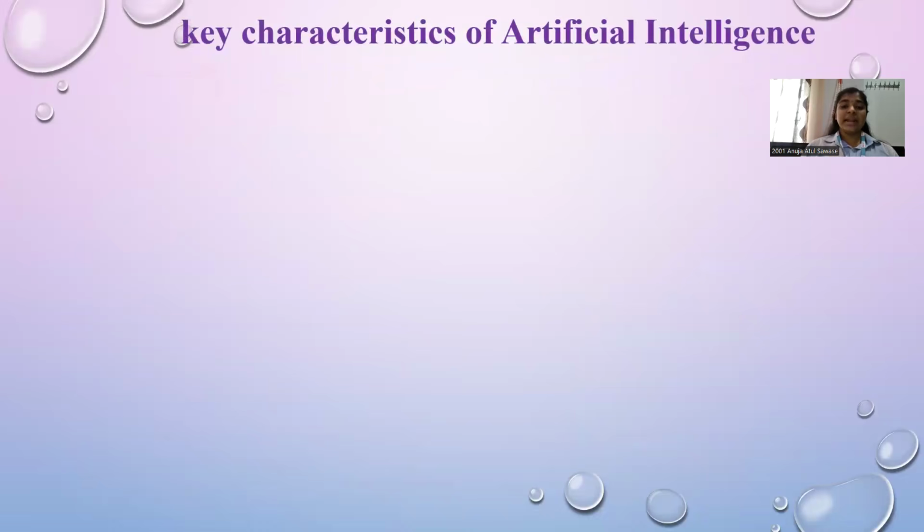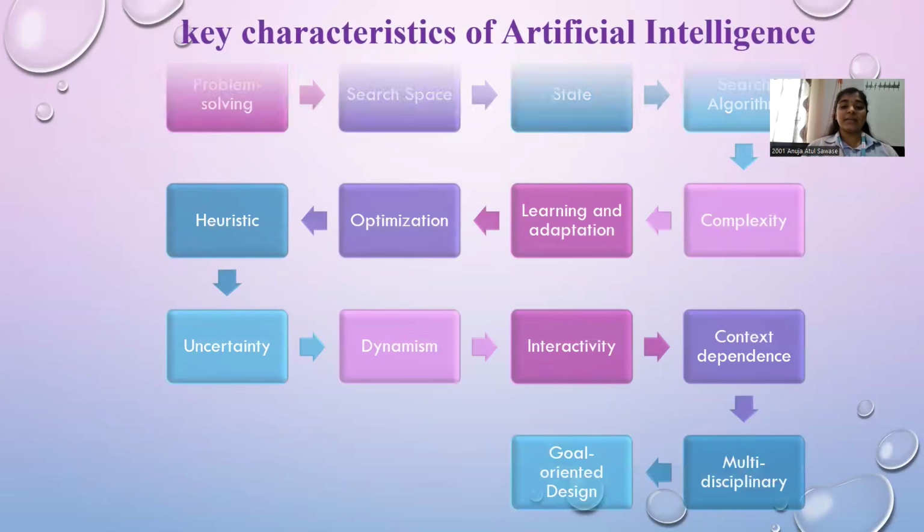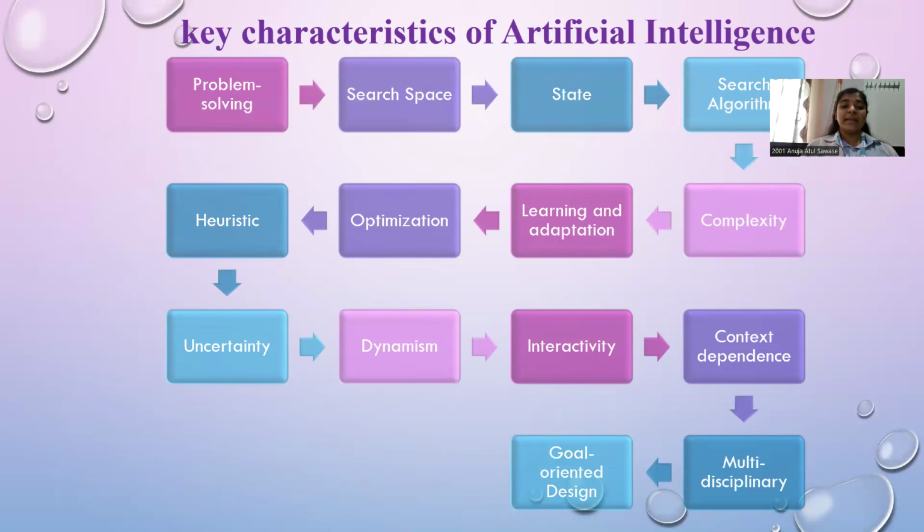The next slide is key characteristics of artificial intelligence. The main key characteristics of AI are problem solving, search space, state, search algorithm, complexity, learning and adaptation, optimization, heuristics, uncertainty, dynamism, interactivity, context dependence, multidisciplinary and goal-oriented design.